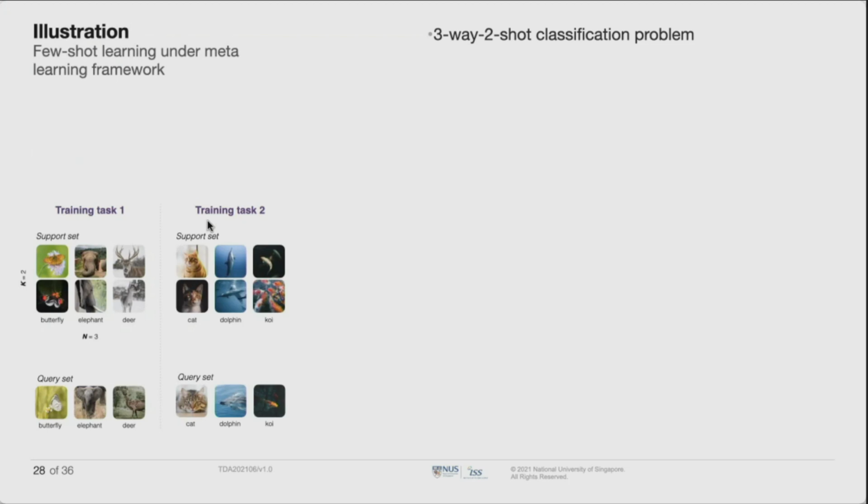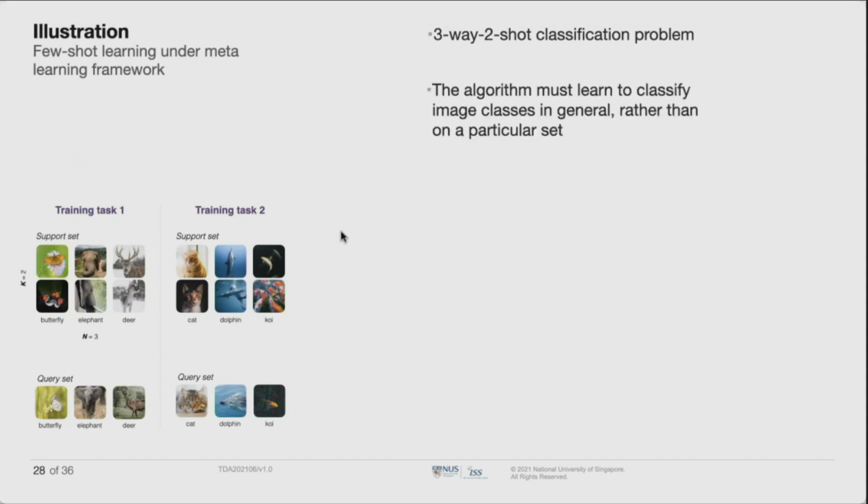In actual practice, we can have classes overlapping among tasks. For example, in training task 2, it is okay to get the model to differentiate among images of butterfly, dolphin, and koi. In this case, one of the classes in task 1 appears in task 2. That is fine. But we should not have the same 3 classes in task 1 appearing exactly the same in any other later task. Why are we doing this? Because we want the algorithm to learn to classify image classes in general rather than on a particular set.